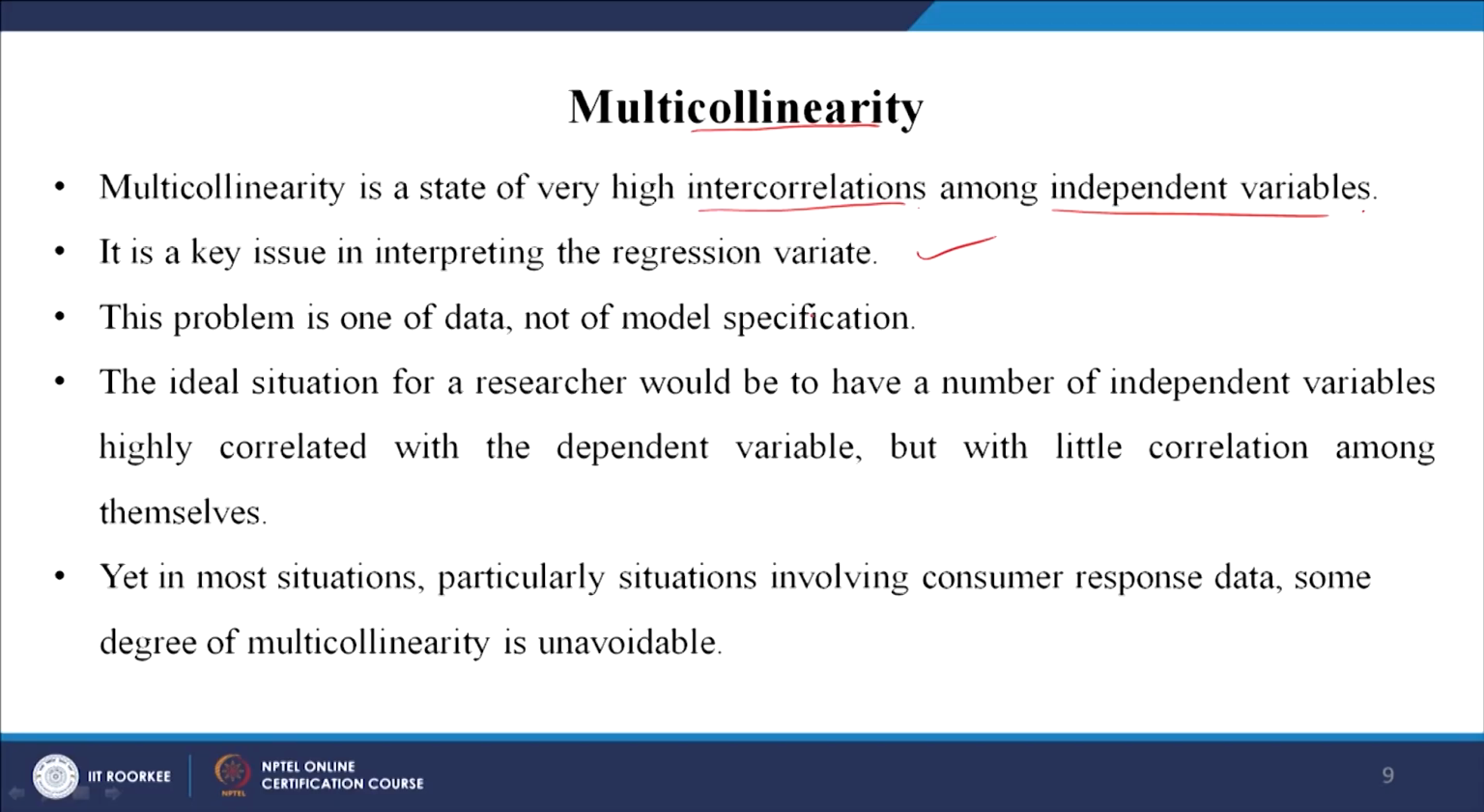So, what is multi-collinearity? The name comes from collinearity. Multi-collinearity is a state of very high intercorrelations among the independent variables. We are not bothered about the relationship between the dependent and the independent variables; if it is high, it is good. But we are concerned about the relationship among the independent variables. It is a key issue in interpreting the regression variate. The problem is one of data, not of model specification.